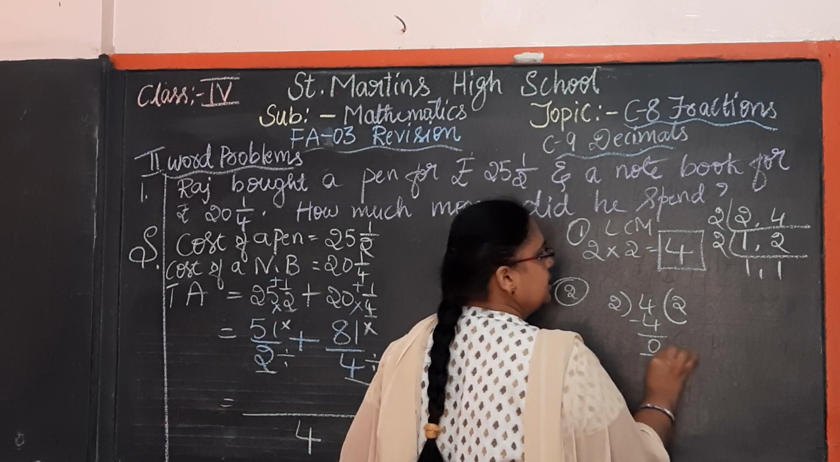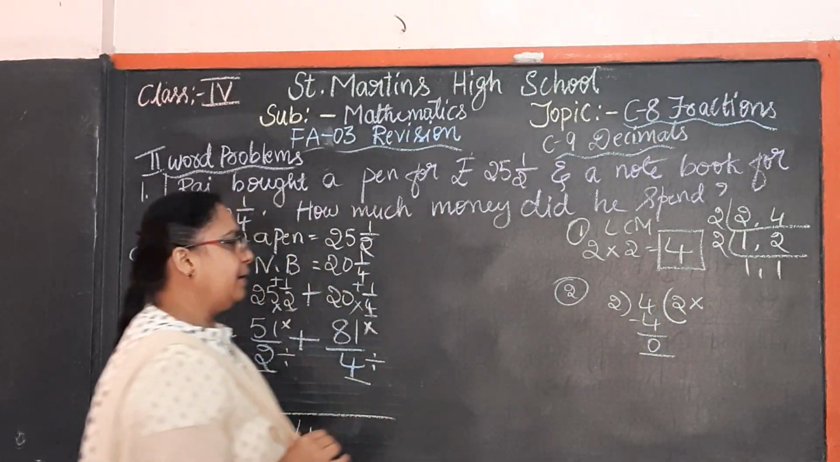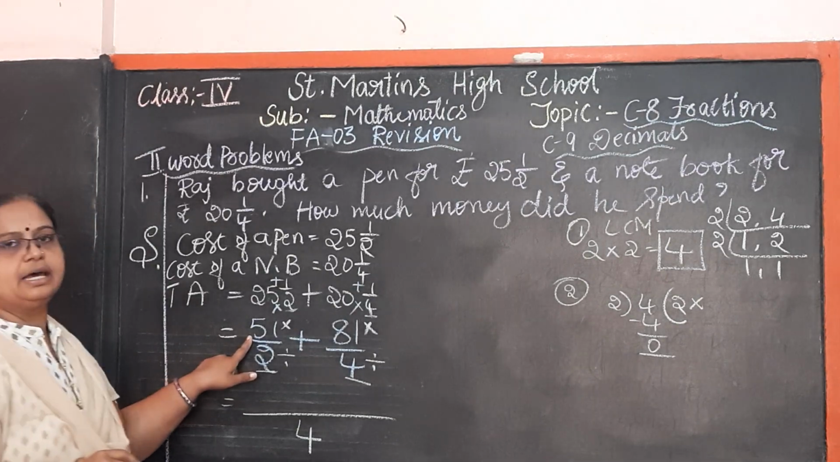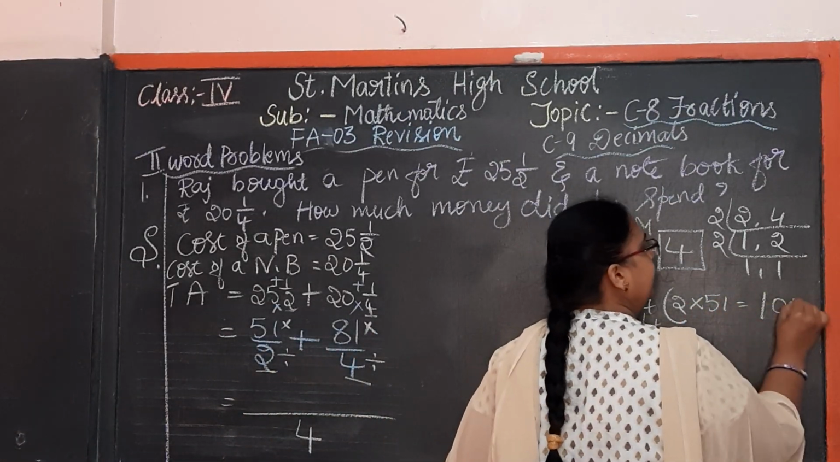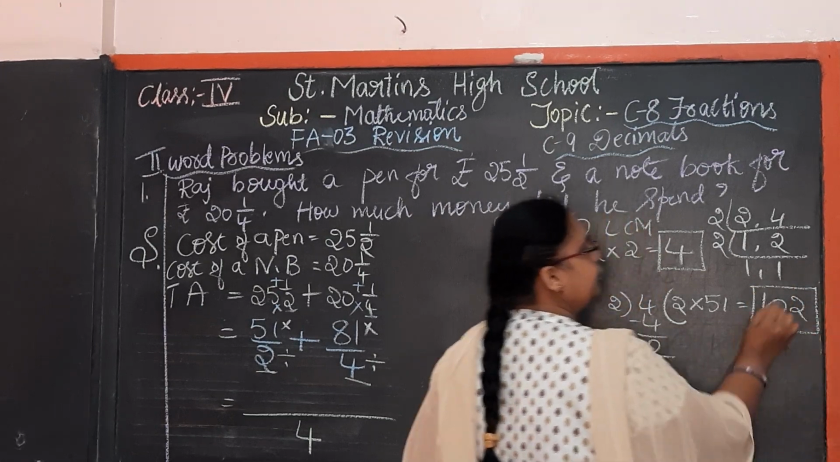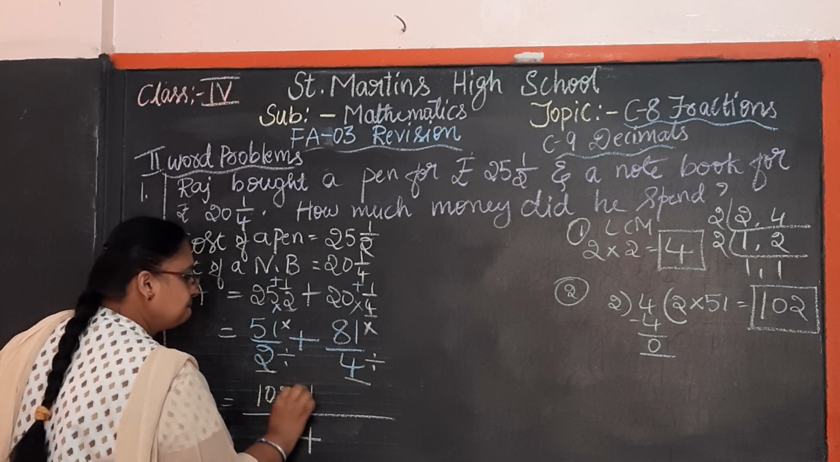4 minus 4, 0. Children, we got the answer as 2 and we should multiply by that 2 by 51. 2 51s are 102. This 102, we are writing it here. 102 plus.